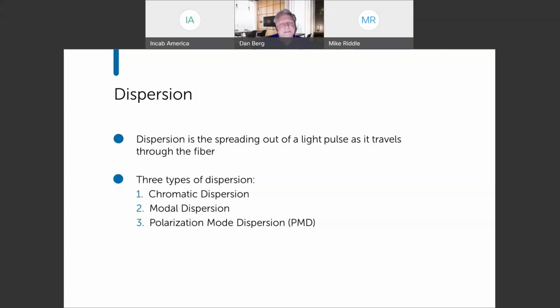And we have polarization mode dispersion. I think that's where I have a slide of the actual electromagnetic wave, which shows that under certain conditions, the installed fiber may be under stress, and that shows how that looks.